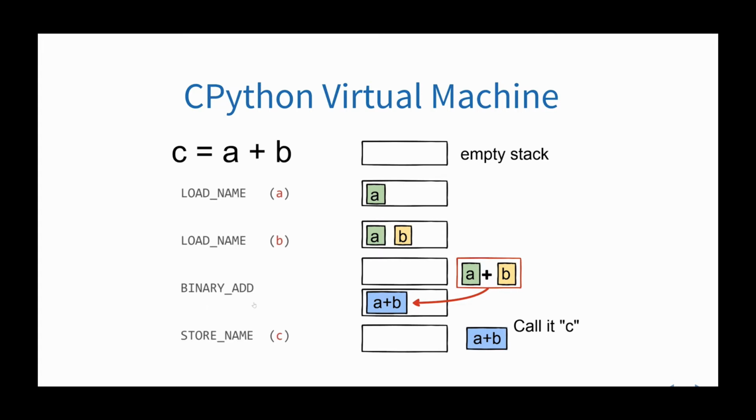Next bytecode is BINARY_ADD. What it does is it pops the 2 items from the stack, adds them together, and puts the result back. So now there's 1 item on the stack, which is the sum of a and b. Finally, there's this bytecode STORE_NAME c. It pops the item on the stack and assigns it to c. So that's how c equals a plus b is executed on the bytecode level.